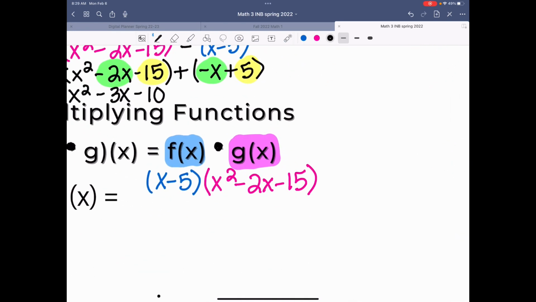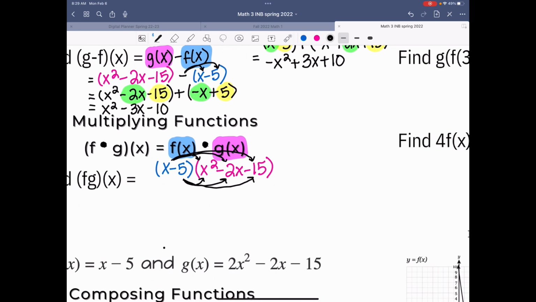So some of you may have learned to just distribute multiple times with each term. And again, if that's how you know how to do it, then by all means do that. I think that organizing it just helps so that students don't miss any pieces.